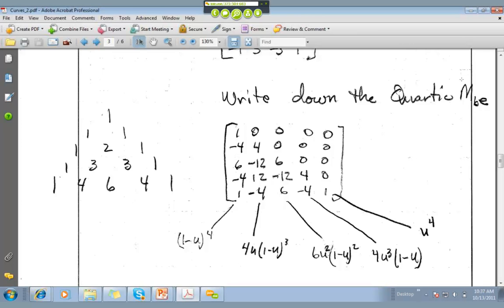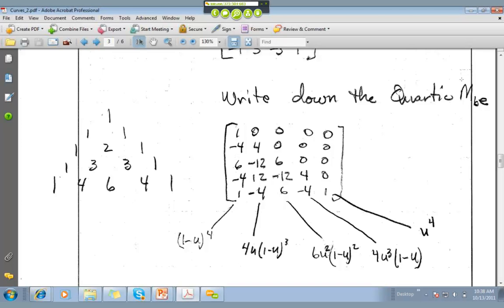So what we're trying to do is figure out the blending matrix, the MBE, that goes in here. This first column that we write down here is going to come from 1 minus u to what power? What did it do when we were doing cubic? 1 minus u cubed. So we're doing 7th order. So this column is going to come from the coefficients of 1 minus u to the 7th.